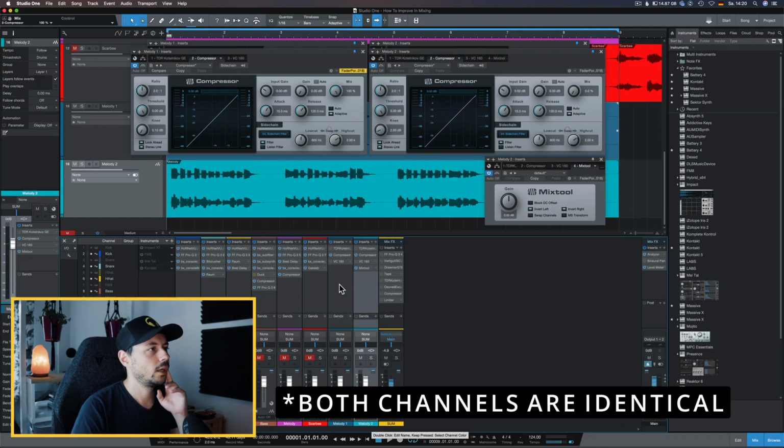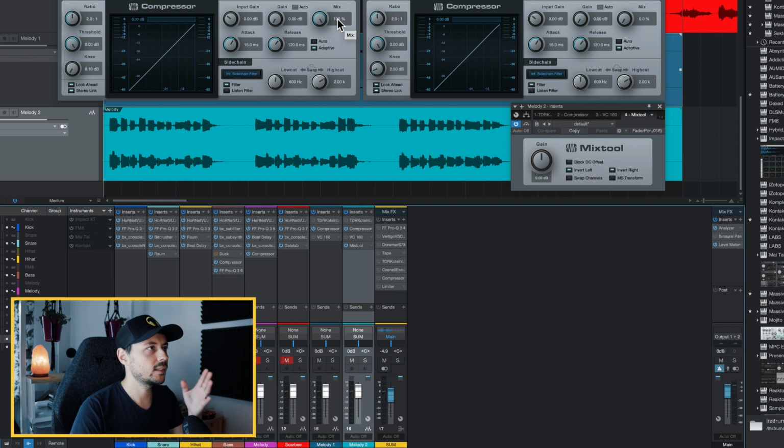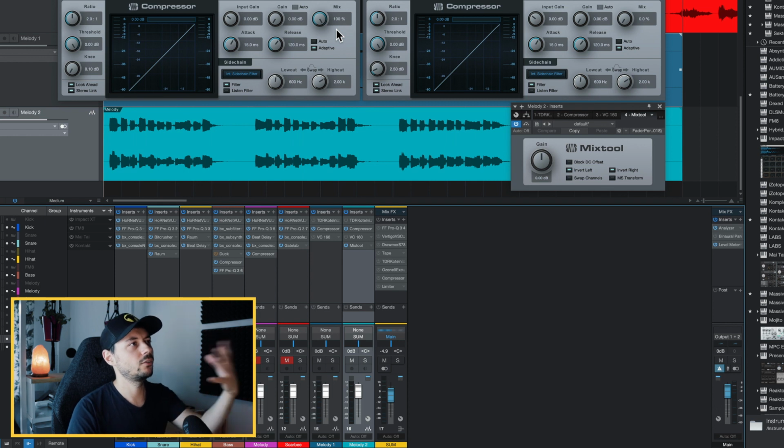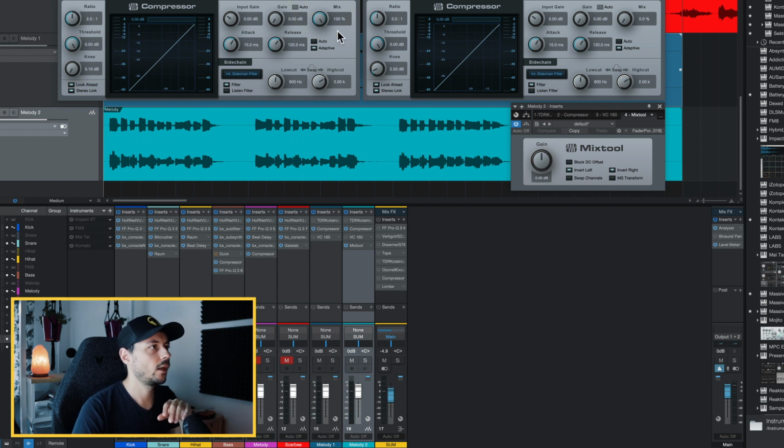Melody 1 has this compressor, the left one, and the compressor is on, and the mix is at 100%. The threshold doesn't matter now. We are just running the signal through this tool, and we want to have an output, so we know whether this compressor is actually doing something inside with the signal or not. As it's at 100%, we know that the compressor is working 100%, processing. So this is melody 1.